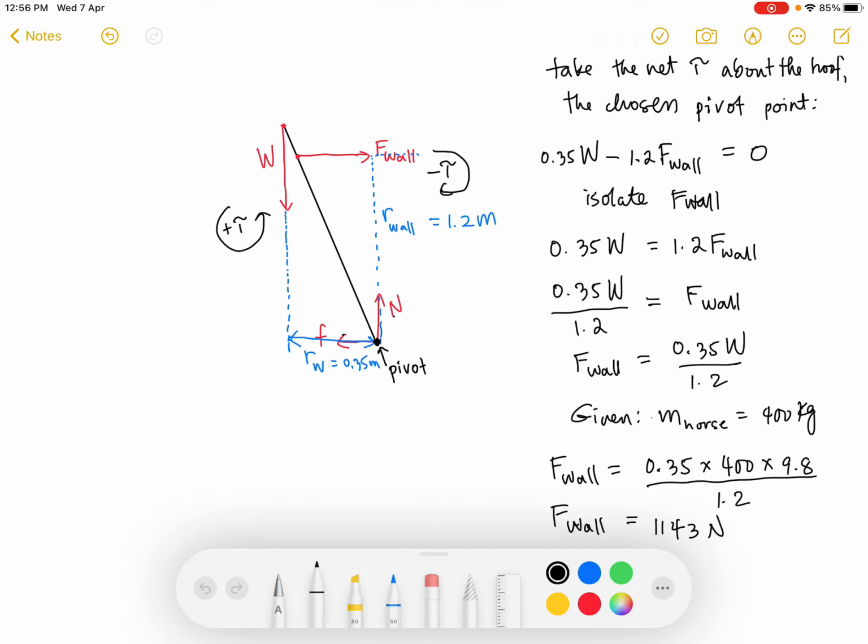So you can see in this example how a seemingly complicated free body diagram involving 4 forces can actually be reduced to a torque equation that involves only two forces. We were able to do that by choosing the pivot point to be at the point where there were two forces, and therefore that eliminated two of the unknown forces, allowing us to calculate the unknown force exerted by the wall on the horse.